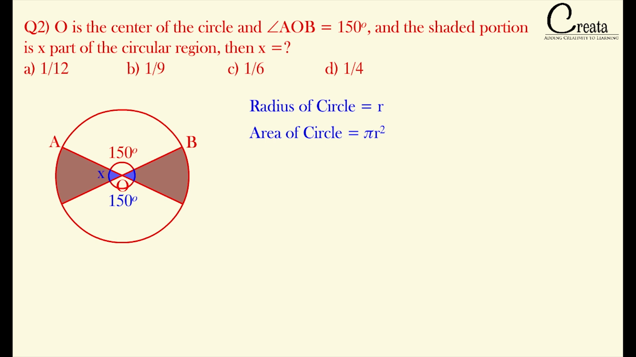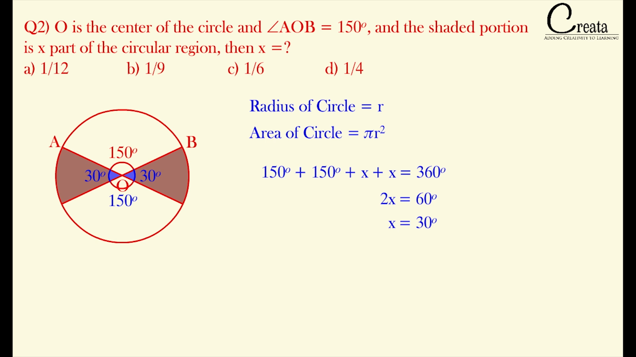Let's assume this angle is x, then this angle will also be equal to x. Why? Because both are vertically opposite angles. These two angles we know as 150 degree and 150 degree, and we know the complete revolution of a circle is 360 degree. So we got the value of angle x as 30 degree. Okay, we got value of angle x as 30 degree.